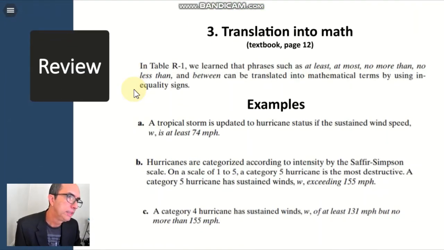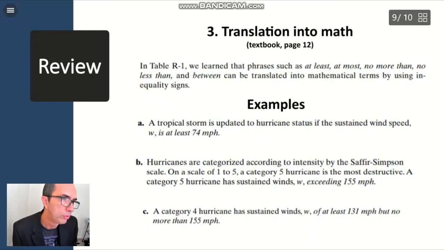A tropical storm is upgraded to hurricane status if the sustained wind speed W is at least 74 miles per hour. So focus on the words that are important here. W is at least 74 miles per hour. Forget about the rest. So W is at least. What does at least mean? It's the minimum value, right? So W is going to be greater or equal than 74 miles per hour.